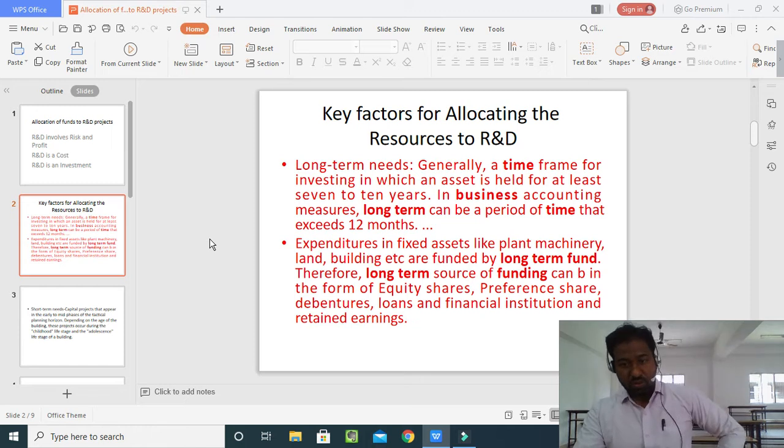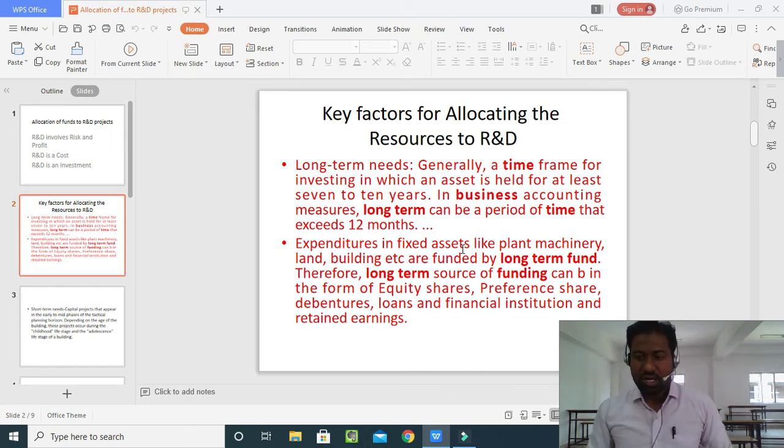Now, what are the expenditures we have to bear in the long term? Expenditures in fixed assets like plant and machinery, land and building, etc. are funded by long term. Whenever a business wants to start, the main concept is to start the business with the long term. And what is the main goal? Land and building. What is the building? What land should we get? What are the resources we have to get? The water, electricity, power bill.